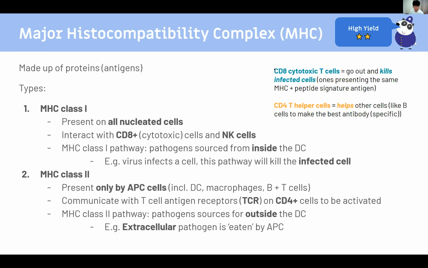CD8 cytotoxic cells go out and kill infected cells. That's what their job is. And they only kill ones that present the same MHC and peptide signature antigen as the one that they were shown. Whereas CD4 or T helper cells help other cells like B cells to create the best antibody, specific to the antigen they were shown.